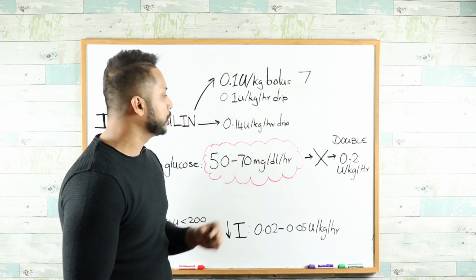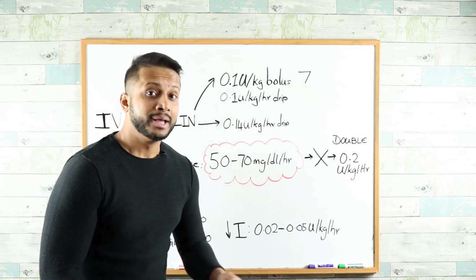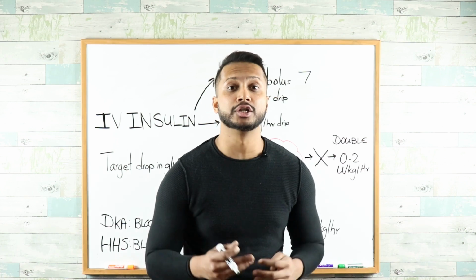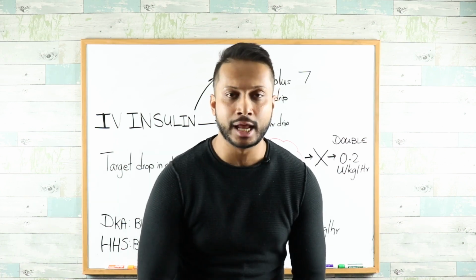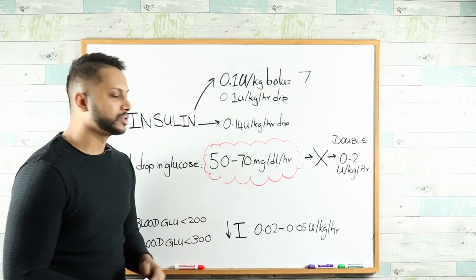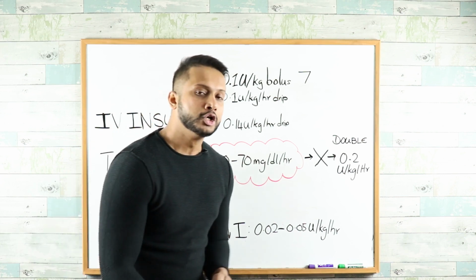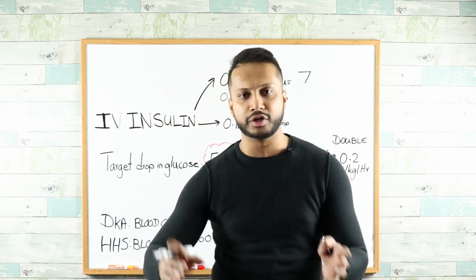So if it's a 70 kilogram person, it's going to be 7 units per hour as a drip. So once I started the patient on IV insulin drip, I must have a target, and my target should be to decrease your blood glucose level by 50 to 70 milligrams per deciliter per hour. So your drop must be about 50 to 70.